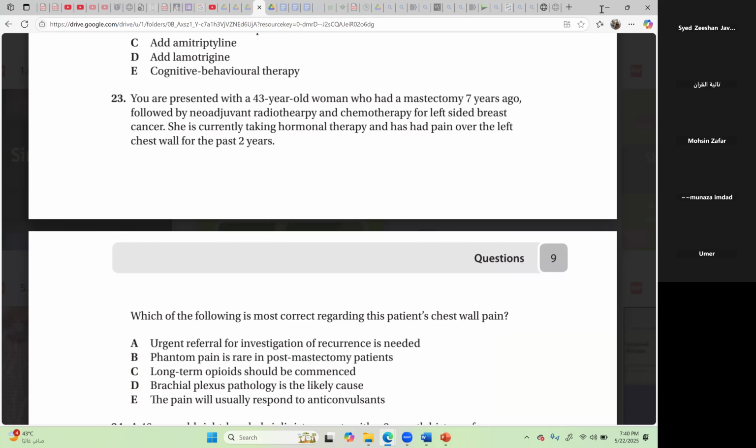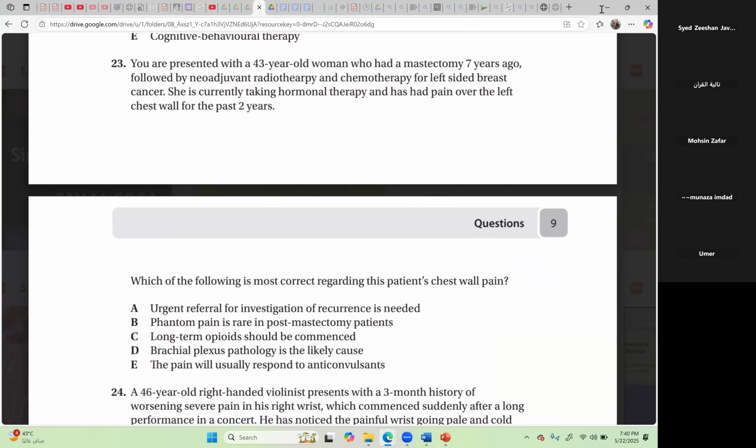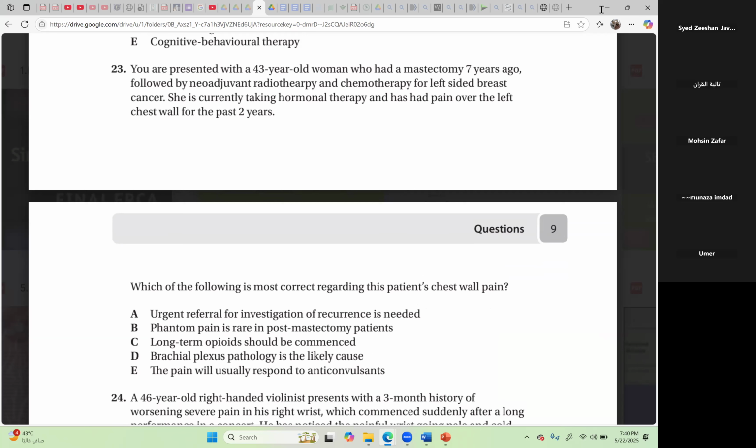Which of the following is most correct regarding this patient's chest wall pain? Okay. Urgent referral for investigation of recurrence. This is one. Phantom limb pain is rare in post-mastectomy patients. So this is wrong. Long-term opioids should be commenced. Again, long-term opioid therapy is not a very nice thing. Brachial plexus pathology is the likely cause. The pain will usually respond to anticonvulsants.